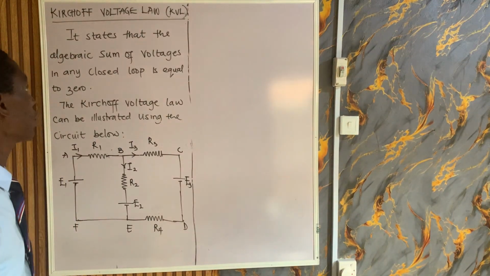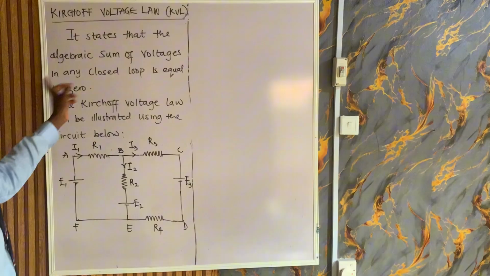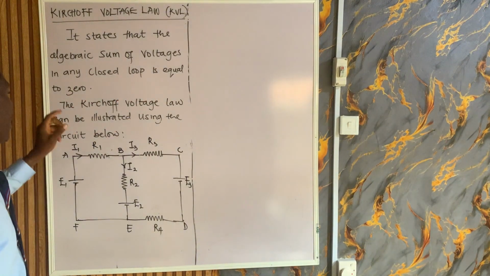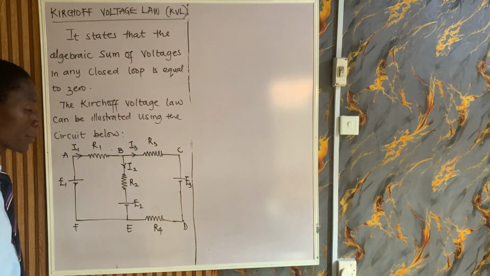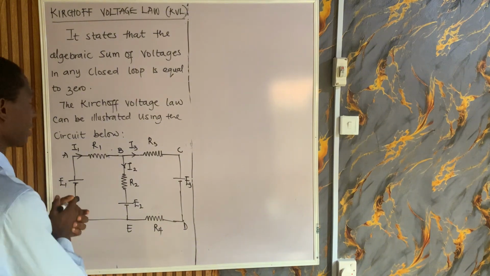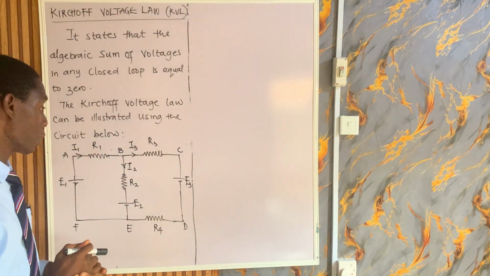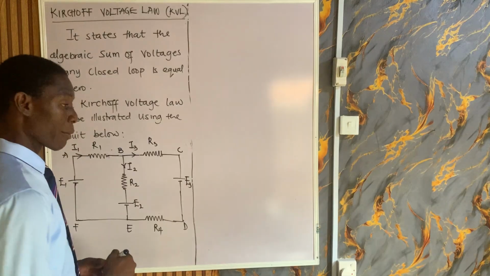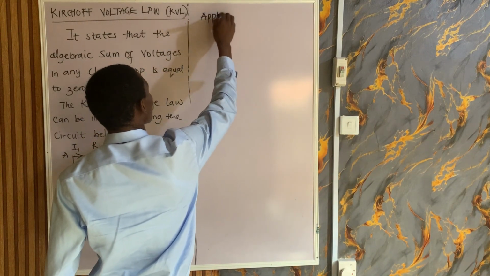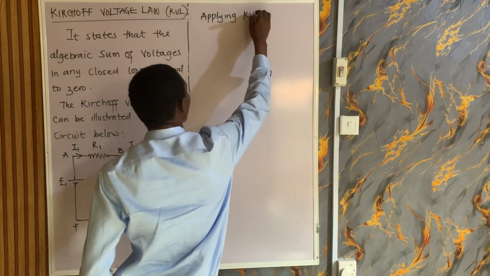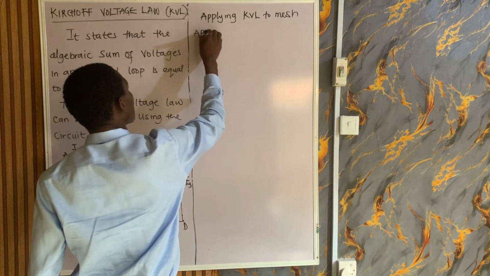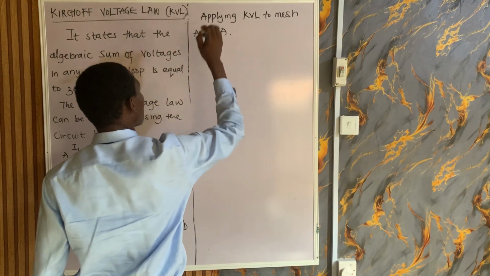Kirchhoff voltage law, the KVL. It says that the algebraic sum of voltages in any closed loop is equal to 0. The Kirchhoff voltage law can be illustrated using the circuit below. And so we have this circuit now, and I want to illustrate the Kirchhoff voltage law. Now, the first thing I will do here is to say, applying KVL to mesh A, B, E, F, A.